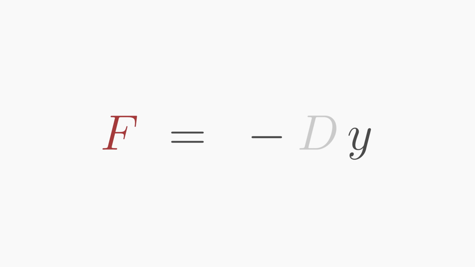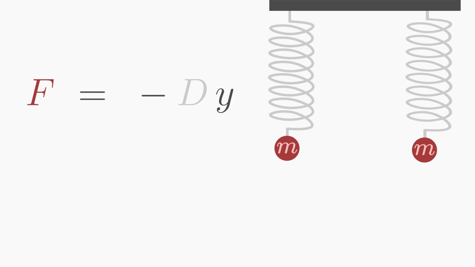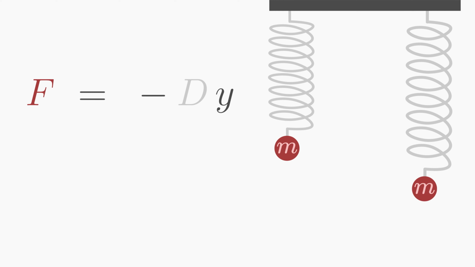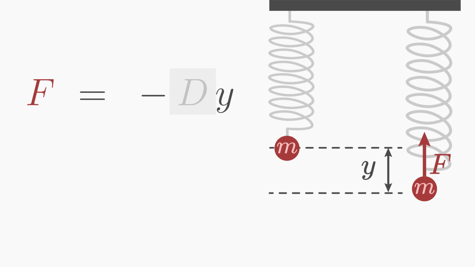In this video, I will teach you the basics for it. Let's look at Hooke's law as a simple example. F is equal to minus d times y. This law describes the restoring force F on a mass attached to a spring. The mass experiences this force when you displace it by the distance y from the equilibrium position. D is a constant coefficient that describes how hard it is to stretch or compress the spring.